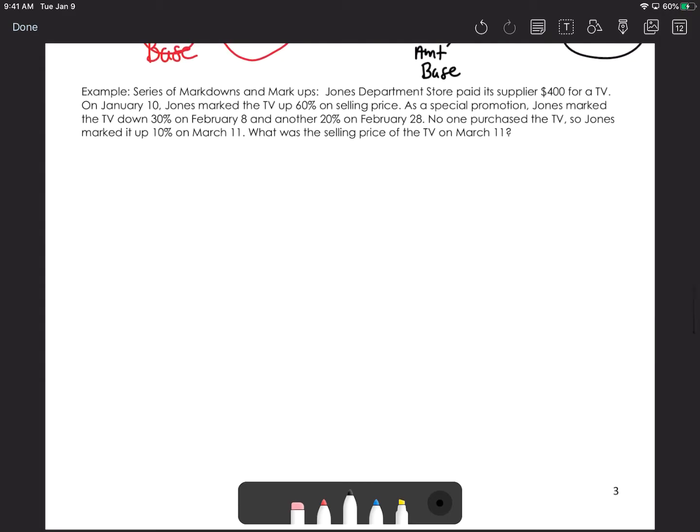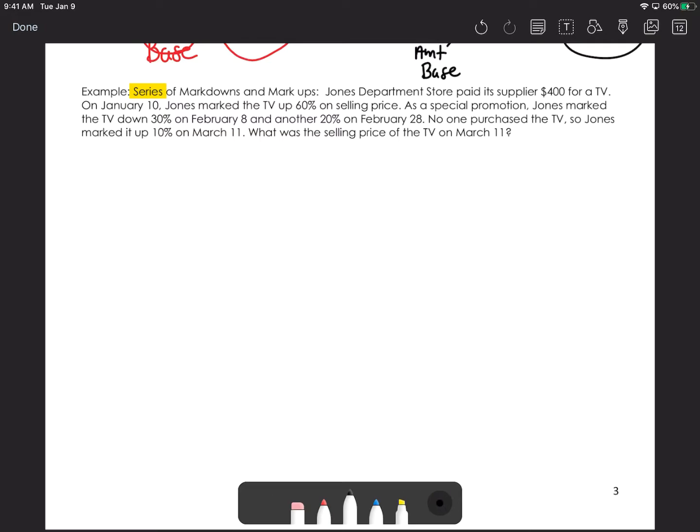Okay, now this next example is a little bit different because it's a series of percent changes. So we're going to do a series of products to figure out this problem. So here's the key word here. We're doing a series of markdowns.